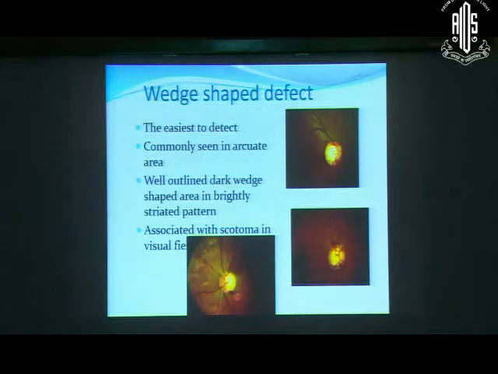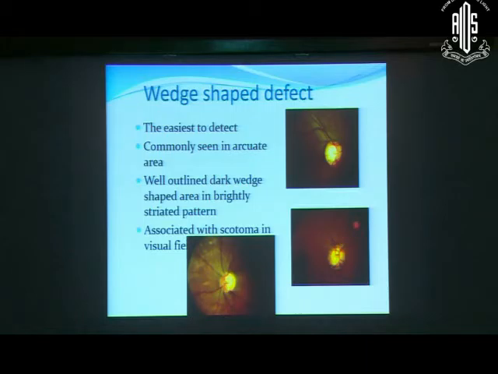These are examples of the vase defect. You can see one large vase defect over here. There is another vase defect over here. There is a small vase defect over this area. In the remaining area you can see healthy white striations. You can see a big vase defect over here. Again, the papillomacular bundle is pretty healthy. On the nasal side, again, it's pretty healthy.